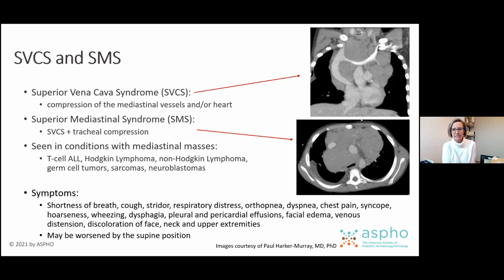So symptoms of mediastinal mass would be shortness of breath, cough, stridor, respiratory distress, any kind of orthopnea or dyspnea, chest pain, syncope, changes in voice, hoarseness, wheezing, difficulty swallowing, any kind of effusion, be it pleural or pericardial, facial edema, venous distension, any kind of facial discoloration, and then swelling of the neck and upper extremities. These symptoms are often worsened in the supine position as the mass compresses those structures further.